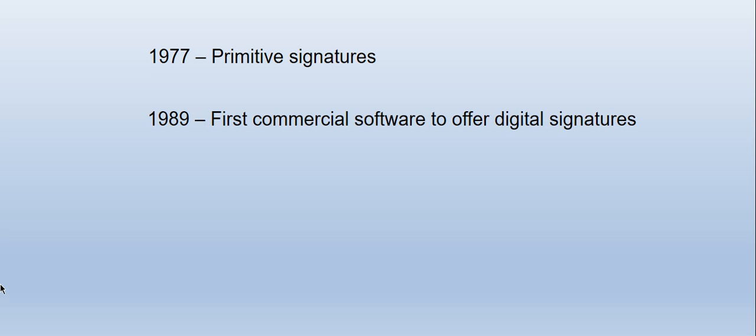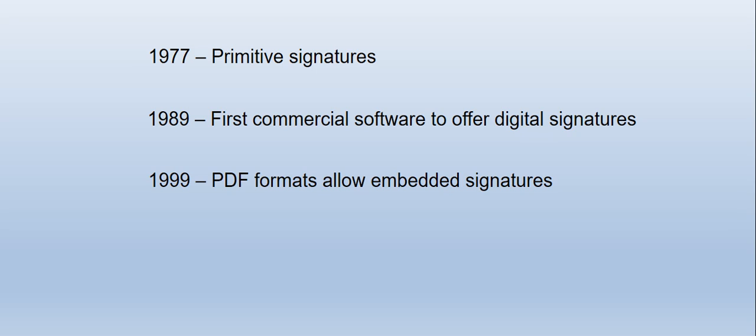Okay, 1977, primitive signatures. This period of time was when people were first discussing signatures, how viable they would be to use in digital communication. They were first created with public key cryptography, and they used the RSA algorithm. 1989 is 12 years later when the first commercial software to offer digital signatures came out. Lotus Notes 1 was released. It was widely distributed and offered these signatures.